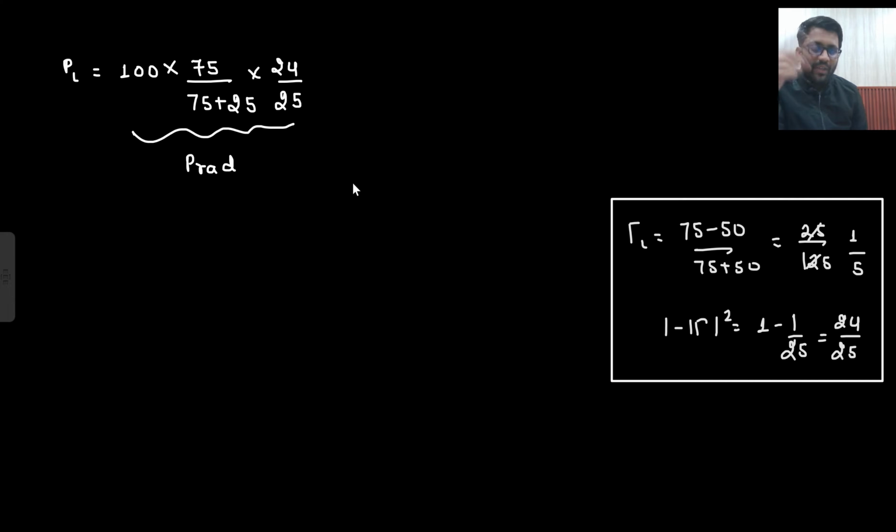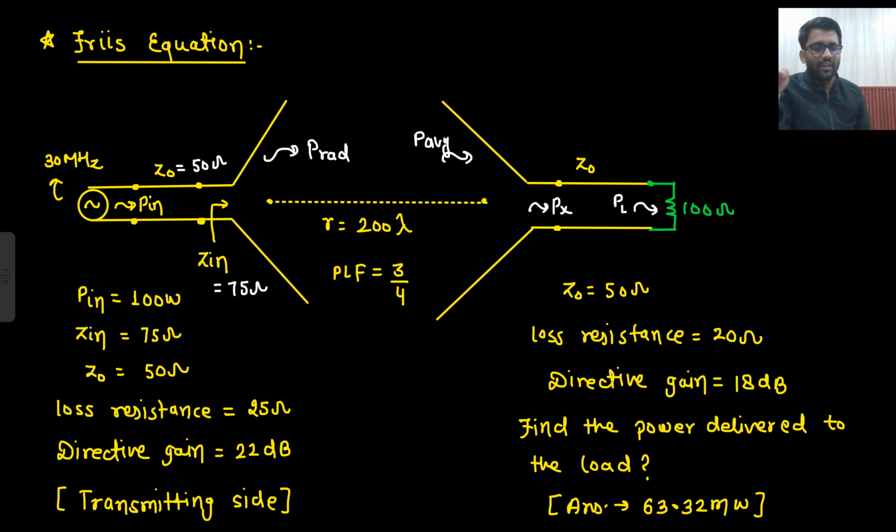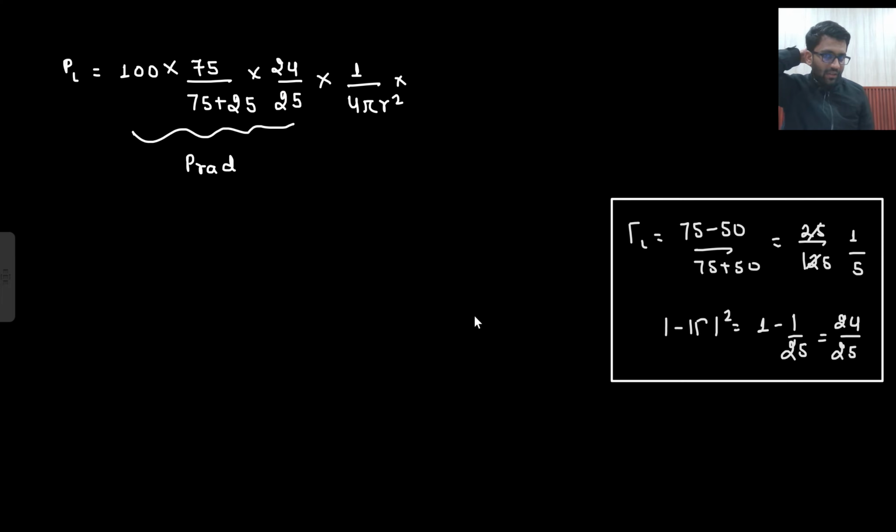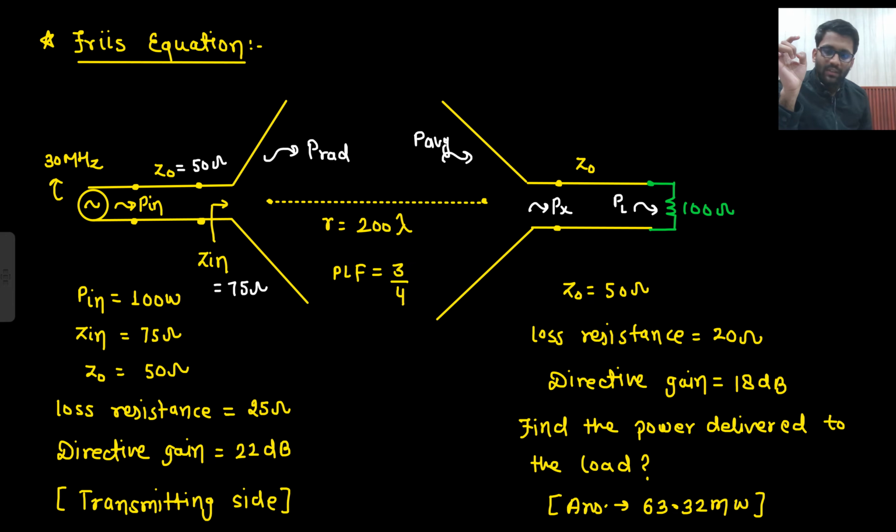So what will I do? P radiated divided by 4 pi r square. So I can multiply by 1 upon 4 pi r square, into the directivity of the transmitting antenna, because P radiated is associated with the transmitting antenna. Sorry, not directivity, into directive gain. Here I am going to write directive gain, both are two different things. The directive gain of the transmitting side is given as 22 dB.